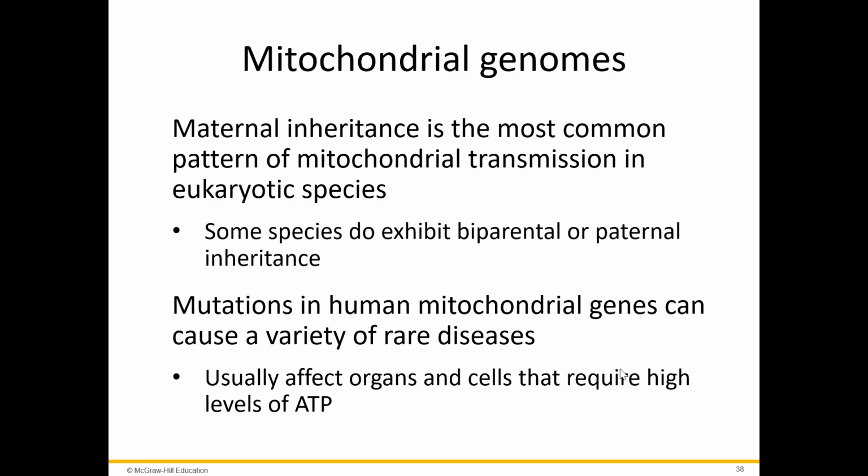So mitochondrial genomes: maternal inheritance is the most common pattern of mitochondrial transmission in eukaryotic species. Some species do exhibit biparental or paternal inheritance, but mutations in the mitochondrial genes can cause a variety of rare diseases. And this usually develops in or affects organs and cells that require high levels of ATP, where they have a lot of mitochondria in those cells.